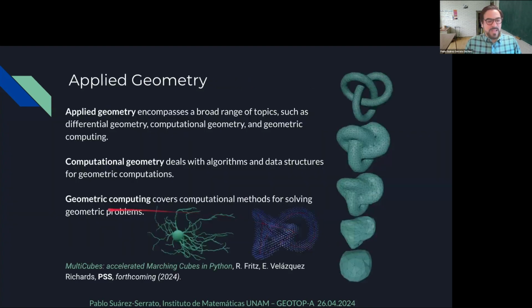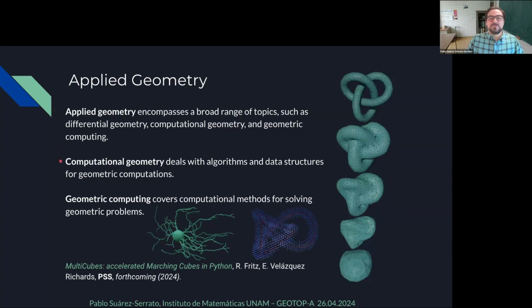Now, how can we as geometers, topologists, statisticians and computer scientists contribute to this? Well, there's this growing field that I'm advocating for in this talk that I'd like to call applied geometry, which is similar to applied topology in that we could say that it encompasses a broad range of topics such as differential geometry, computational geometry, and geometric computing. But not only these, perhaps also algebraic geometry and other kinds of specific geometry like tropical geometry.